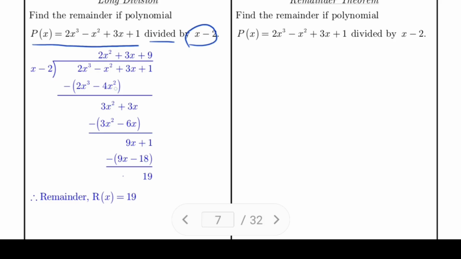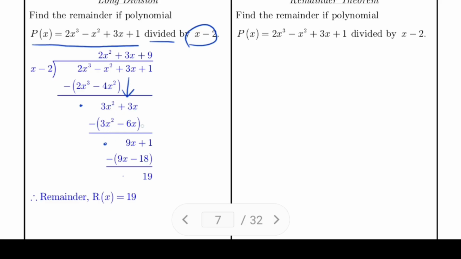After we multiply, we subtract: 2x cubed minus 2x cubed gives 0. Negative x squared minus negative 4x squared gives 3x squared. Next, we bring down 3x. To get 3x squared, we multiply x by 3x. So 3x times x gives 3x squared, and 3x times negative 2 gives negative 6x. After we multiply, we subtract. So 3x squared minus 3x squared gives 0.